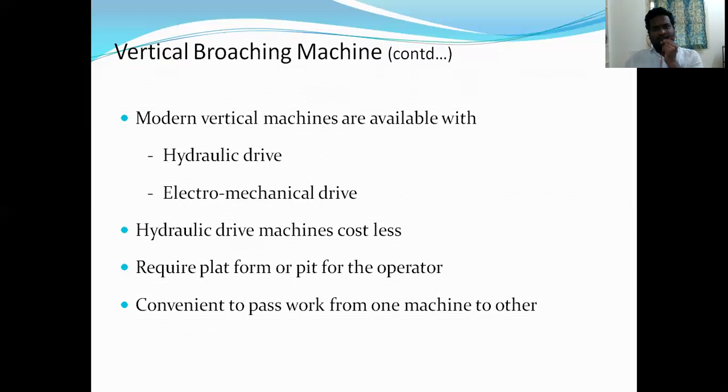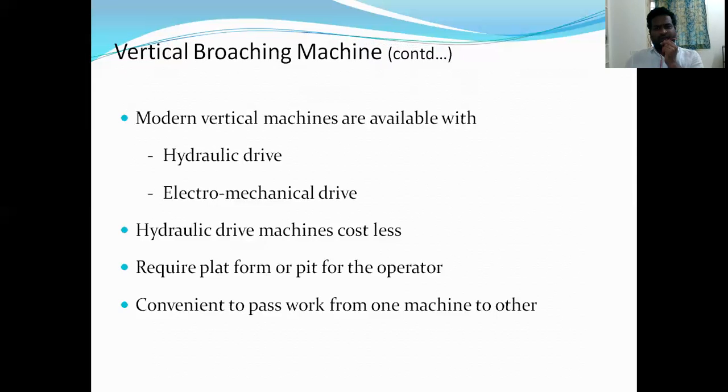So modern vertical broaching machines are available with hydraulic drive and electromechanical drive. Hydraulic drive machine cost is less, but a platform or pit is required for the operator. To operate this vertical broaching machine, the operator needs some platform to stand on, or a pit is needed to operate that hydraulic vertical broaching machine, right?